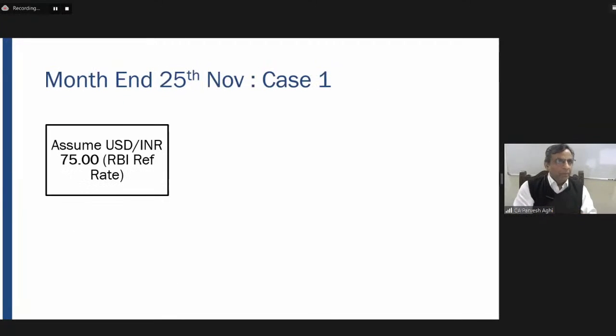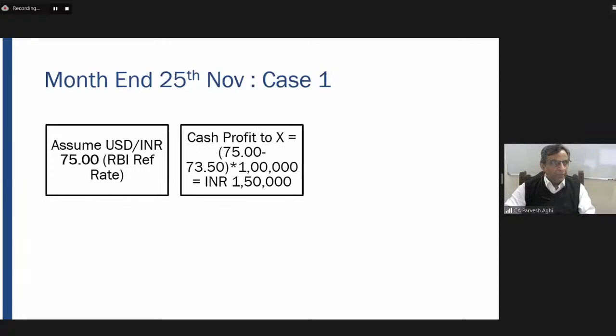So let's now take an example here. So suppose he waits till 25th of November. Okay, fine. So we'll do a scenario where he will not wait, he will square up his transaction, that will be after that. Assume the rate is 75 rupees, reference rate of the RBI. So he makes a cash profit of 1,20,000. Since he has taken a long position in dollars, dollar has gone up to 75, he makes money, 1,20,000.